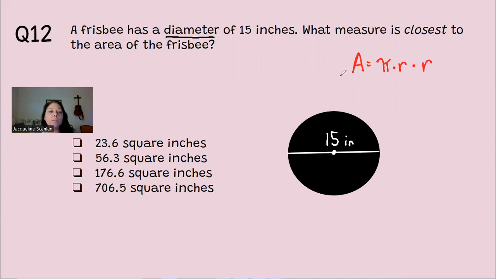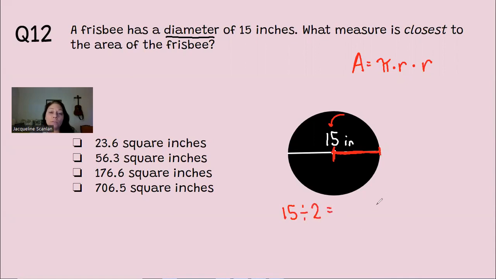Now, again, this is similar to another test question. It does not give me a radius. It gives me a diameter. I now need to figure out what the radius would be. Remember, your radius is half of a diameter. It goes from the center point of the circle to one edge. So it is half of 15. And to find half of 15, we're going to do 15 divided by 2.